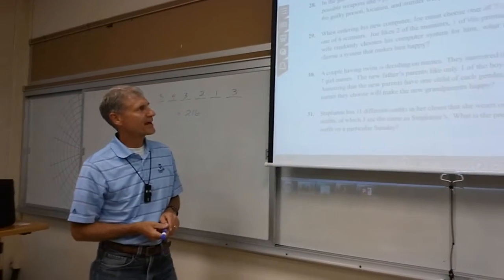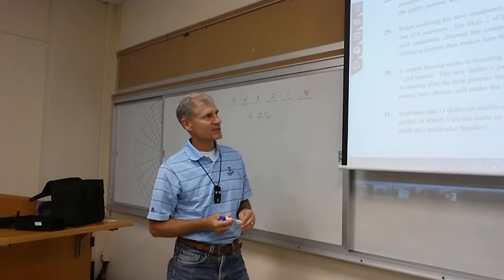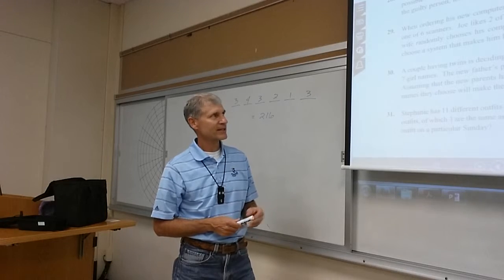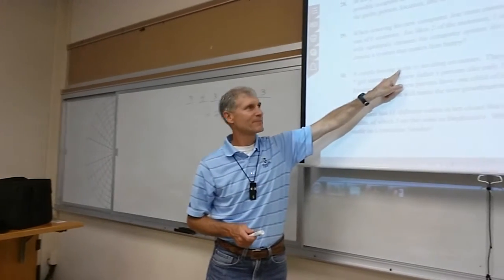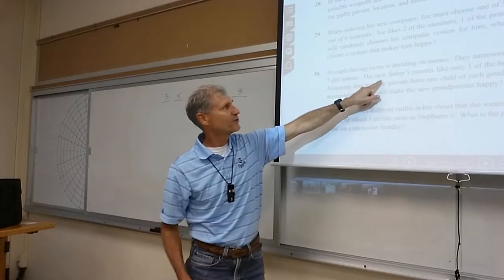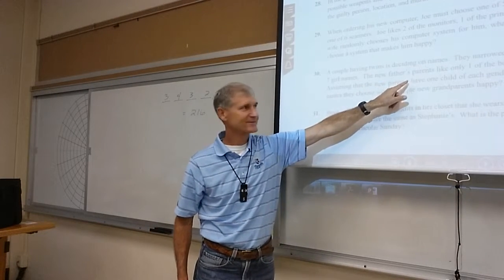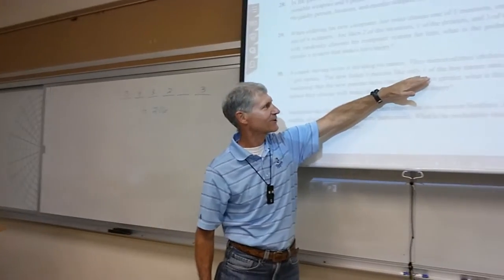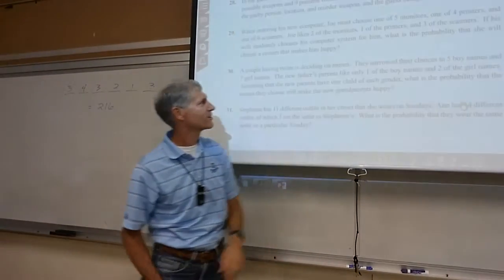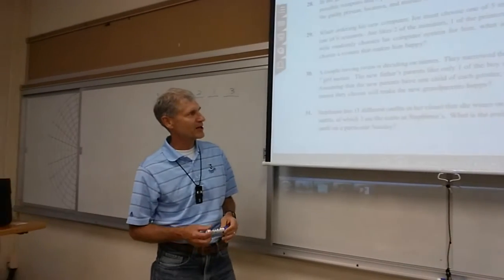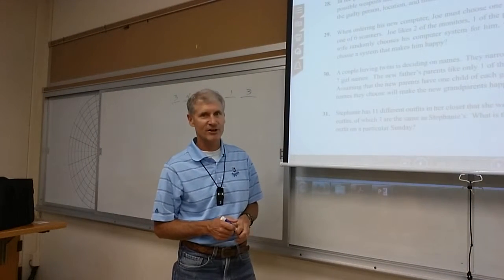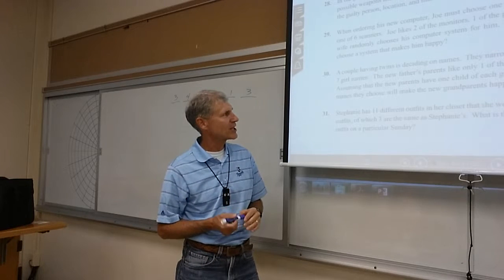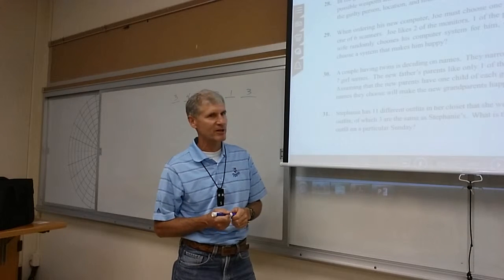It says a couple having twins is deciding on names. They narrowed their choices to 5 boy names and 7 girl names. Now they're having twins, right? So the new father's parents, that's going to make the wife mad. The new father's parents like only 1 of the boy names and 2 of the girl names. Assuming that the new parents have 1 child of each gender, so they have a boy and a girl, what is the probability that the names they choose will make the new grandparents happy?